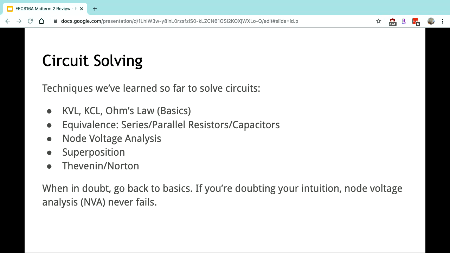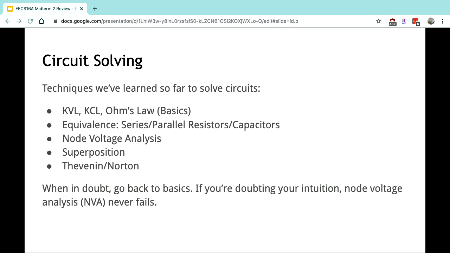Oh, thank you, Anika. Okay, so the next section we'll talk about is different techniques we can use for solving circuits. We've covered a lot of different techniques already. KVL, which is Kirchhoff's voltage law, KCL, Kirchhoff's current law, and also Ohm's law. These are the basic ones that everything else is built upon. We've also learned about different types of equivalent circuits that help simplify our circuits. If you notice resistors or capacitors in series or parallel, you can use those to help simplify your analysis. We've talked about node voltage analysis.